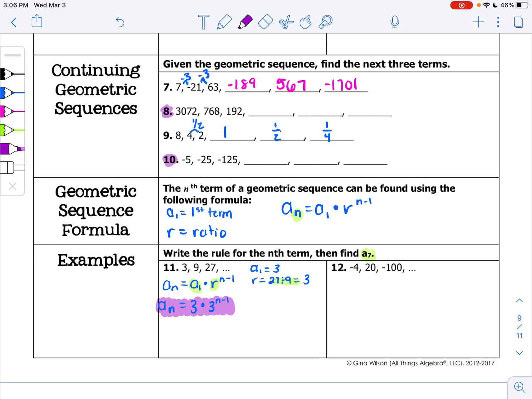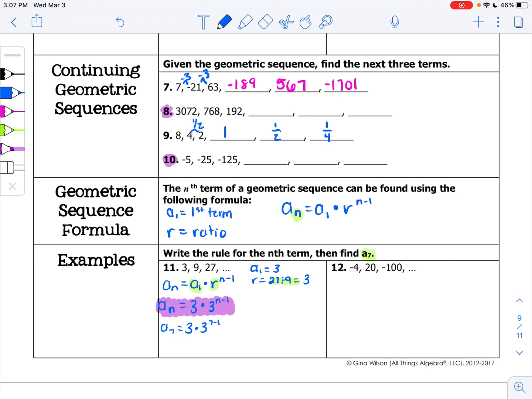Now when we apply the rule, we're going to replace those n's with the number we're trying to find in the sequence. And per our directions, we're finding the 7th number. So we're going to rewrite it, but instead of n, we're going to put 7. a sub 7 equals 3 times 3 to the 7 minus 1. And then we're going to solve it.